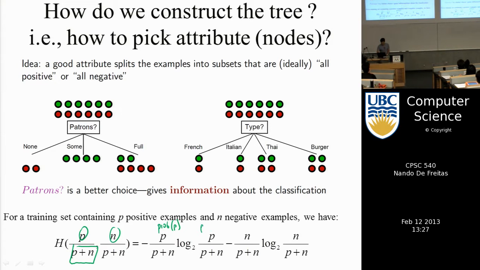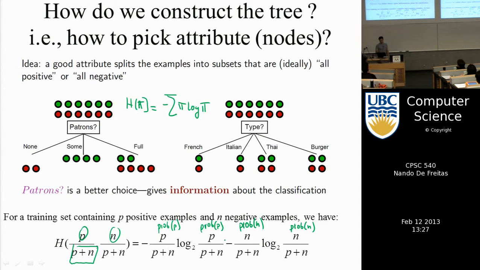times the log of the probability of positive, minus the probability of negative, which is the number of negative divided by the number of negative plus positive, times the log of the probability of negative. Remember that the entropy of a distribution pi is just equal to minus the sum of pi log pi, just like in your homework assignment.